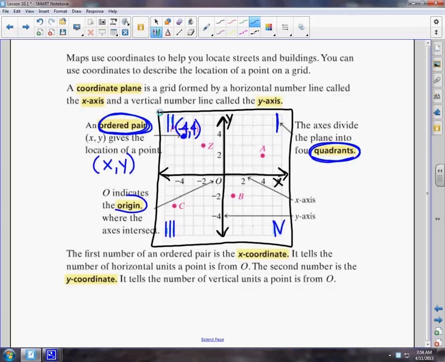Next, I want you to label the origin. The origin is this point right here. It's like the middle, and it is 0, 0. That is the origin. And we have X coordinates and Y coordinates. You don't need to worry about those quite yet. That is the same as when you put X, Y. So just make sure you have all of those labeled.